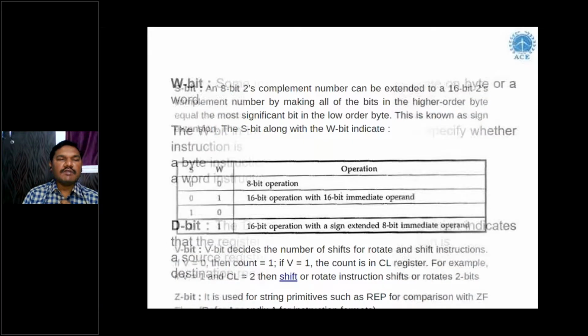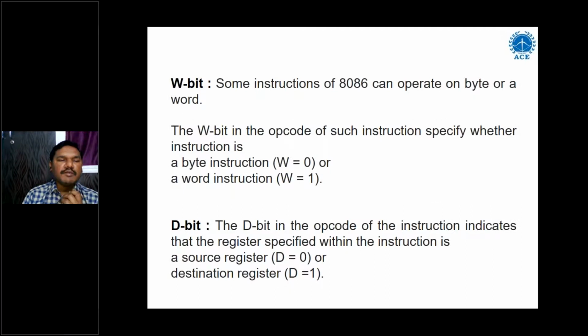Once again, the W bit indicates a byte operation or word operation. For the D bit, if D equals 0, the register is available at the source. If D equals 1, then the register is available at the destination.